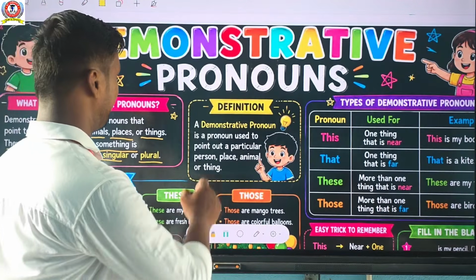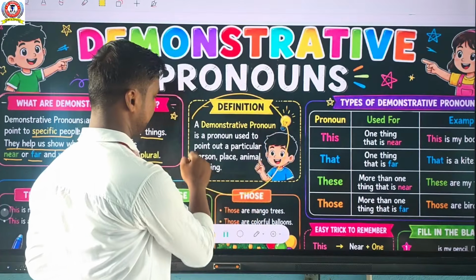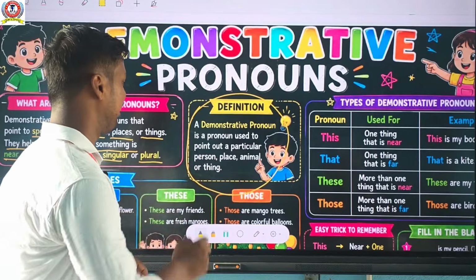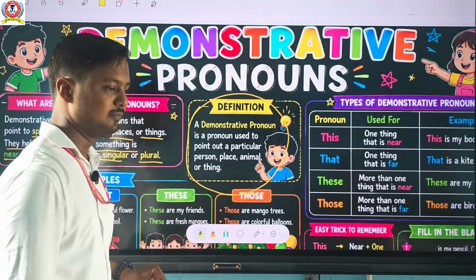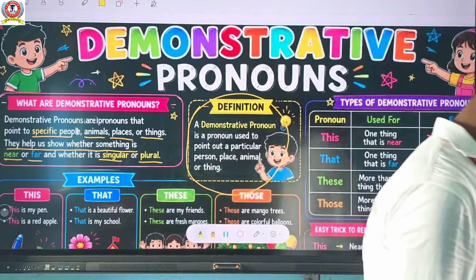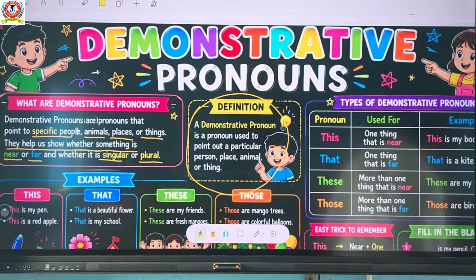You can note the definition. A demonstrative pronoun is a pronoun. Wait, any? Yes, any question?